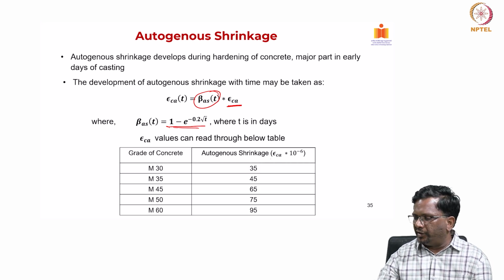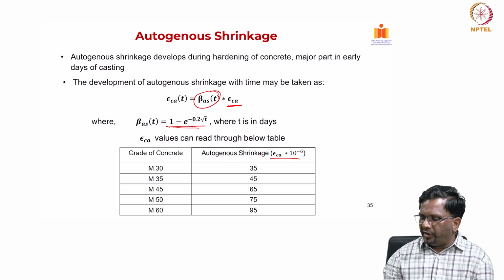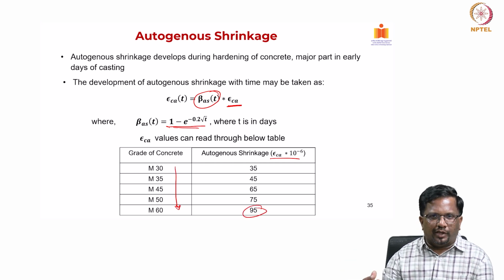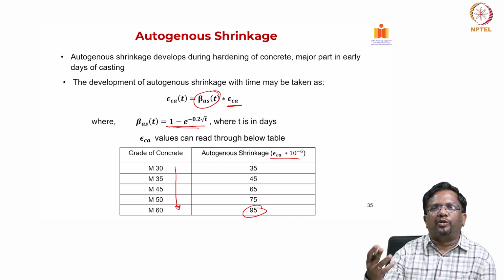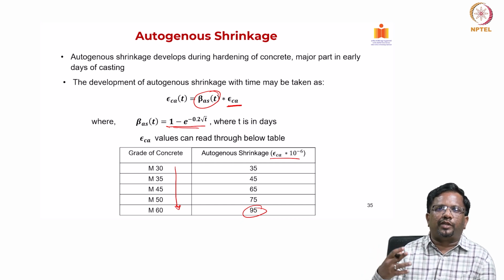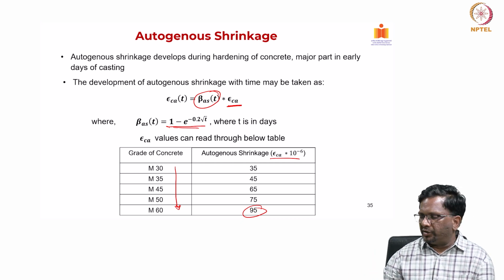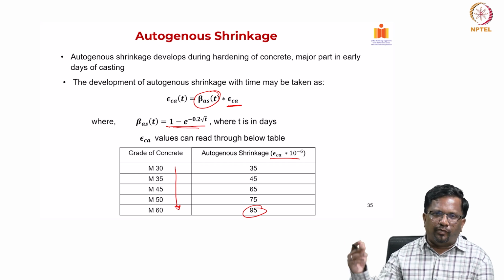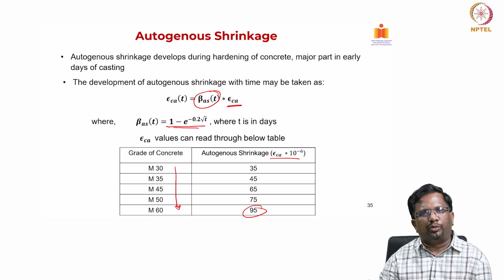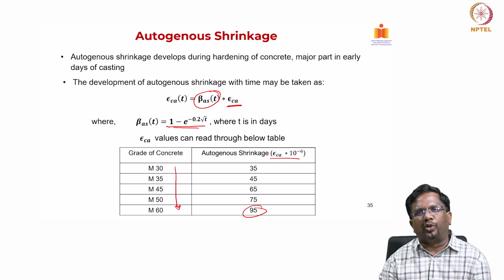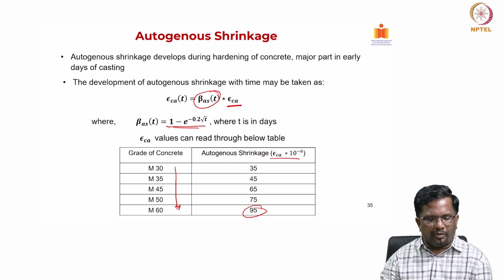So, these are the tables. Epsilon CA is given by these values. Now, again you can see here, with increase in the strength of the concrete, epsilon CA will increase, as is expected. Higher the strength of the concrete, higher will be your cementitious content, higher will be the reaction and more will be the autogenous shrinkage. But you can see here this value is roughly about 1/4 or 1/5 of what you get for your drying shrinkage. So, it is only about 20-25% of your total drying shrinkage. So, it is not a major component.